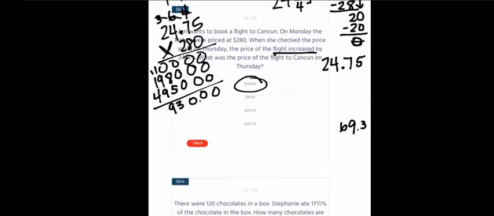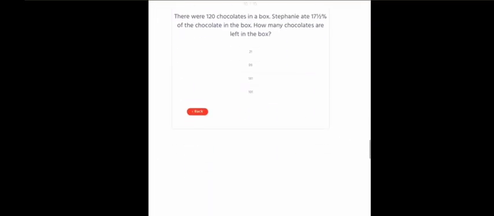Let's look at our last question for this quiz. When you're ready, I'm going to go over number 15. It says, there are 120 chocolates in a box. Stephanie ate 17.5% of the chocolates in the box. How many chocolates are left in the box? Well, once again, we have a percent that has a fraction.